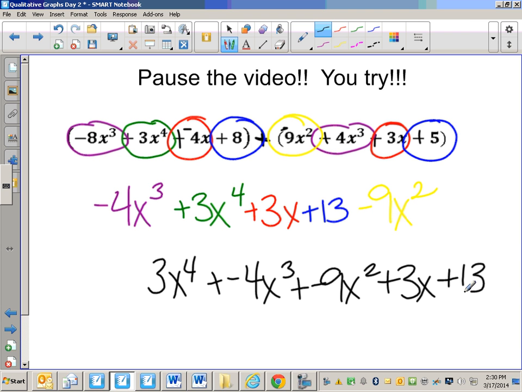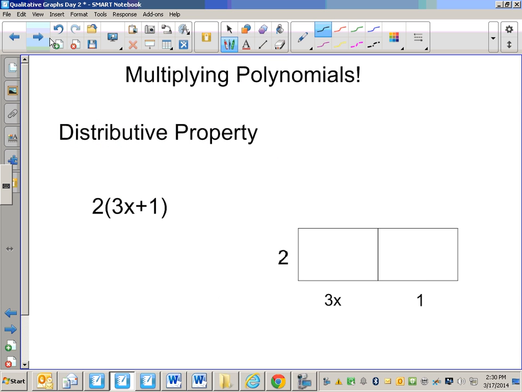So we've talked about adding polynomials. We've talked about subtracting polynomials. Now we're going to try our hand at multiplying polynomials, which, just like with the adding and subtracting of polynomials, we have technically already done this. Remember the distributive property that you learned like in 7th grade, where we said you just multiply what's on the outside by what's on the inside?